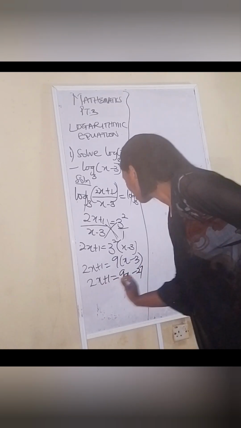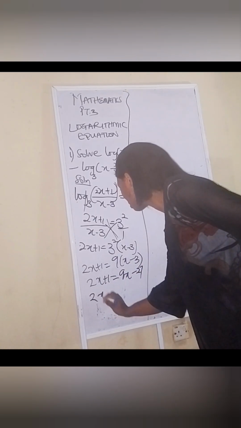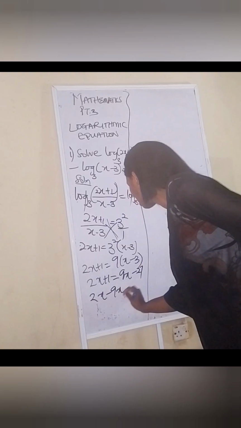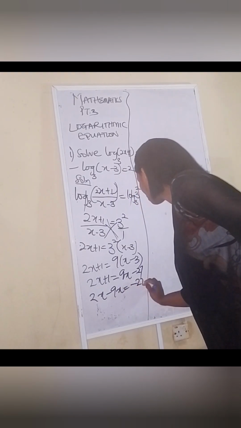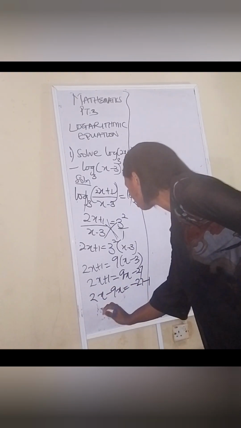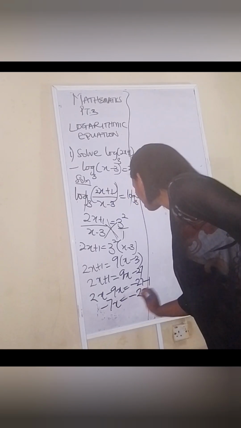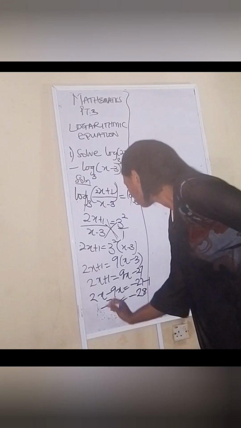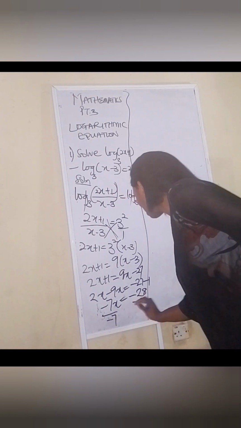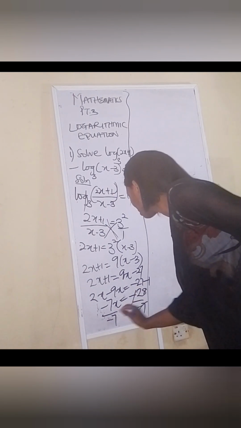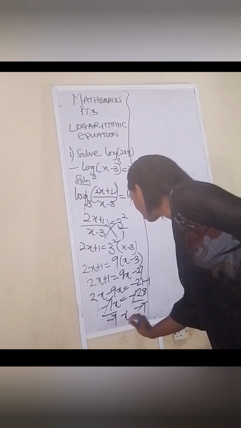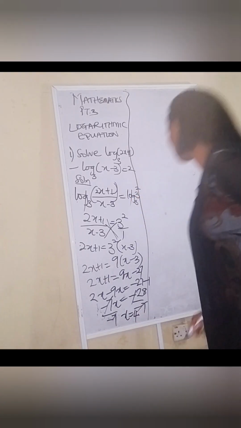So let's collect the like terms. We have 2x minus 9x equals minus 27 minus 1. So that's minus 7x equals minus 28. Okay, so now let's divide through by minus 7. So the answer is what? 4. So x equals 4.